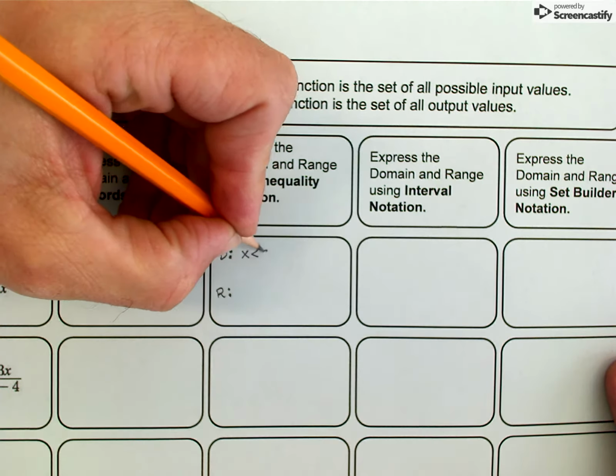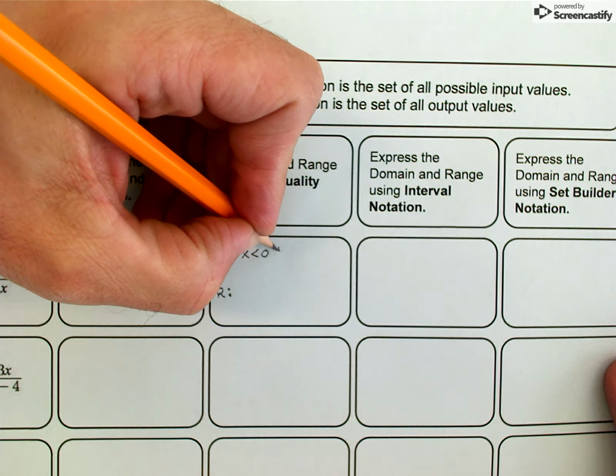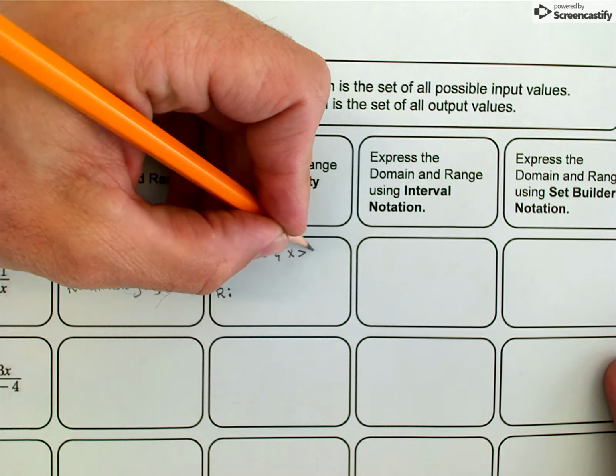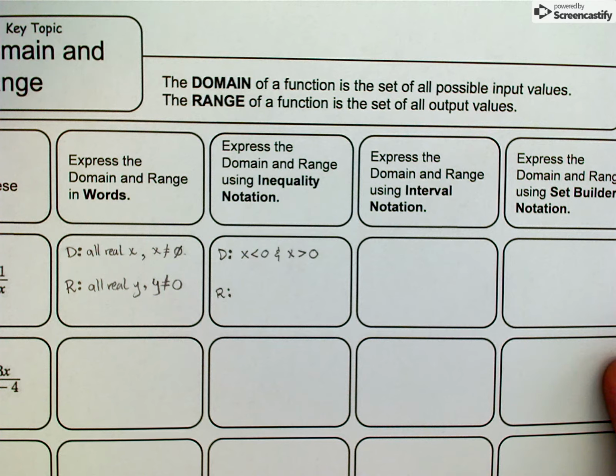And if I want to represent all of the values of x except for x equal to 0, I can say that x is less than 0 and x is greater than 0, but x is never equal to 0.